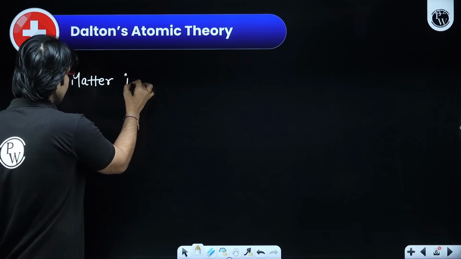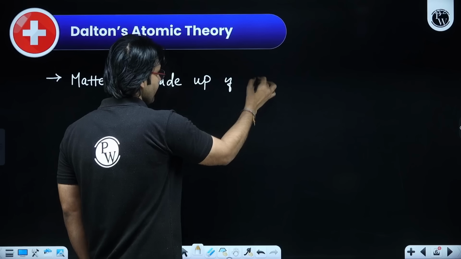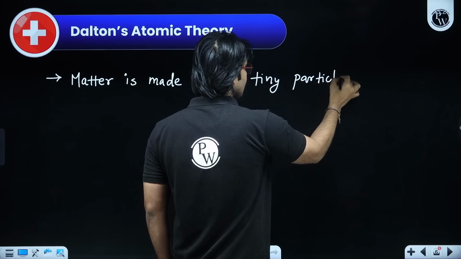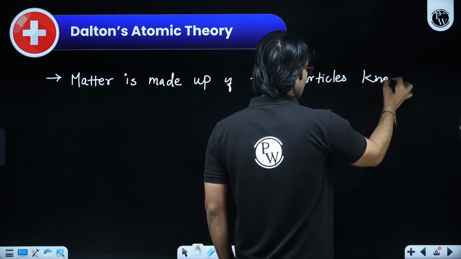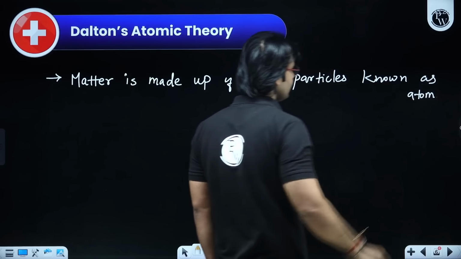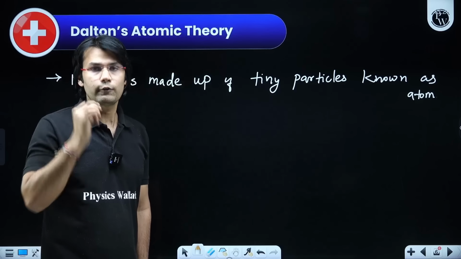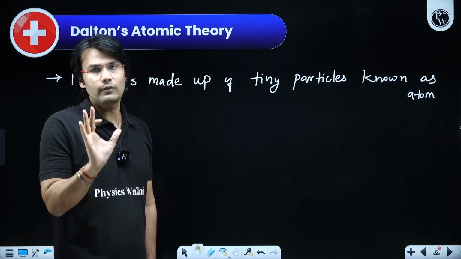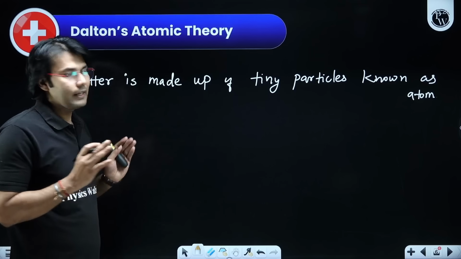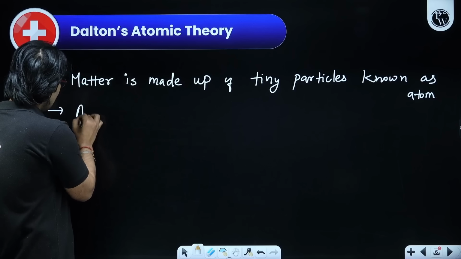The first point we have in Dalton's atomic theory is that matter is made up of tiny particles known as atoms. Or you can also say that the atom is the building block, or the atom is the smallest unit of matter. This is according to Dalton. Now, apart from this, Dalton also said that the atom is indivisible.